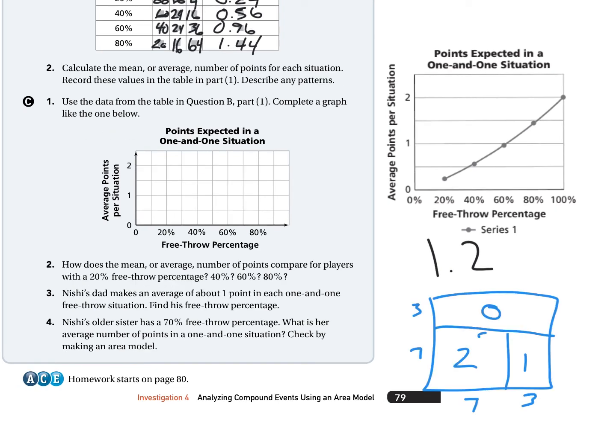Okay, so here's my area model. We know that 30% of the time they'll have 0 points, and then we have 30% of 70%, which is right here. So 30% of the 70% will be 1 point. So 30% of 10 is 3 times 7 is 21. So we'll put here 21 points. And then the other section is 70% of 70, which would be 70% of 10 is 7 times 7, which would be 49. Times 2, this would be 98 points. So we add that together, we get 119, so it would be 1.19, which is just about what we saw in the graph.